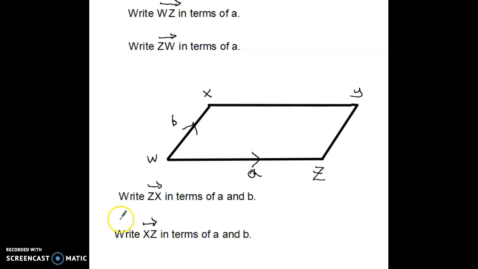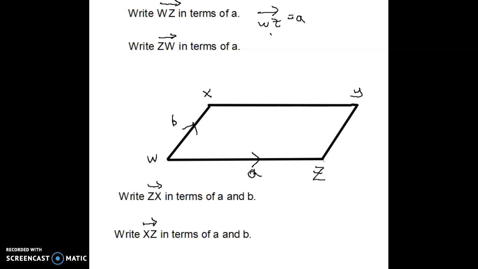So we're going to look at this top one now, and we're going to write vector WZ in terms of A. Well, notice how we're going with the arrow. All we're doing is going from W to Z. So vector WZ is equal to A. So the answer would be WZ equals A. Sorry, that handwriting is atrocious, but it's difficult to write on this with my finger, and they didn't provide me with something a little better to write with.